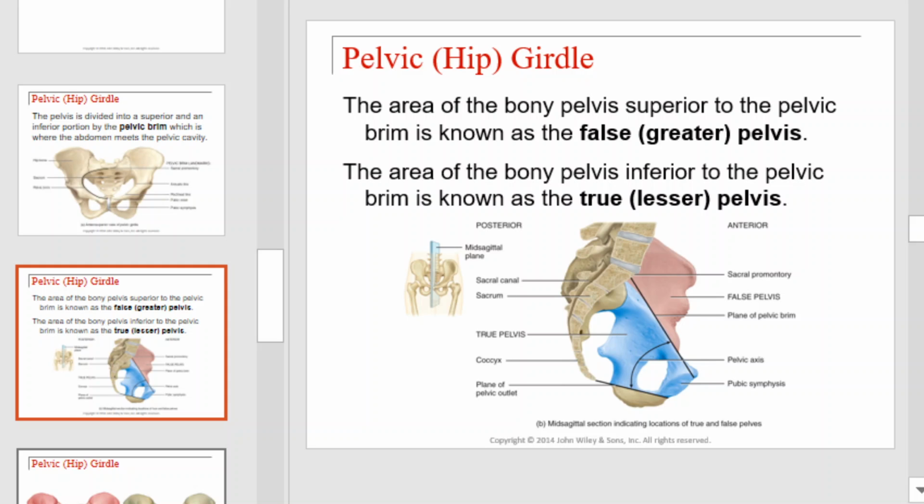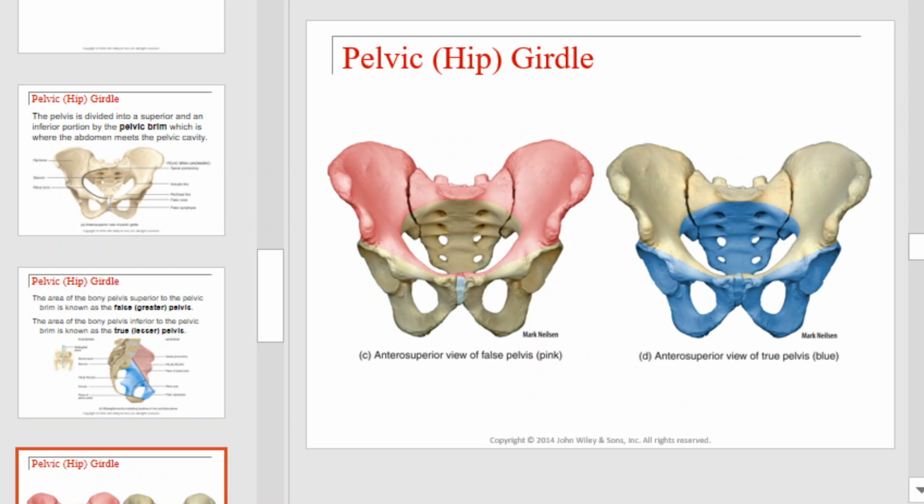The area of the bony pelvis superior to the pelvic brim is known as the false or greater pelvis. The area of the bony pelvis inferior to the pelvic brim is known as the true or lesser pelvis. This diagram illustrates those. This diagram will provide a comparison between the false pelvis in pink and the true pelvis in blue from a different perspective.